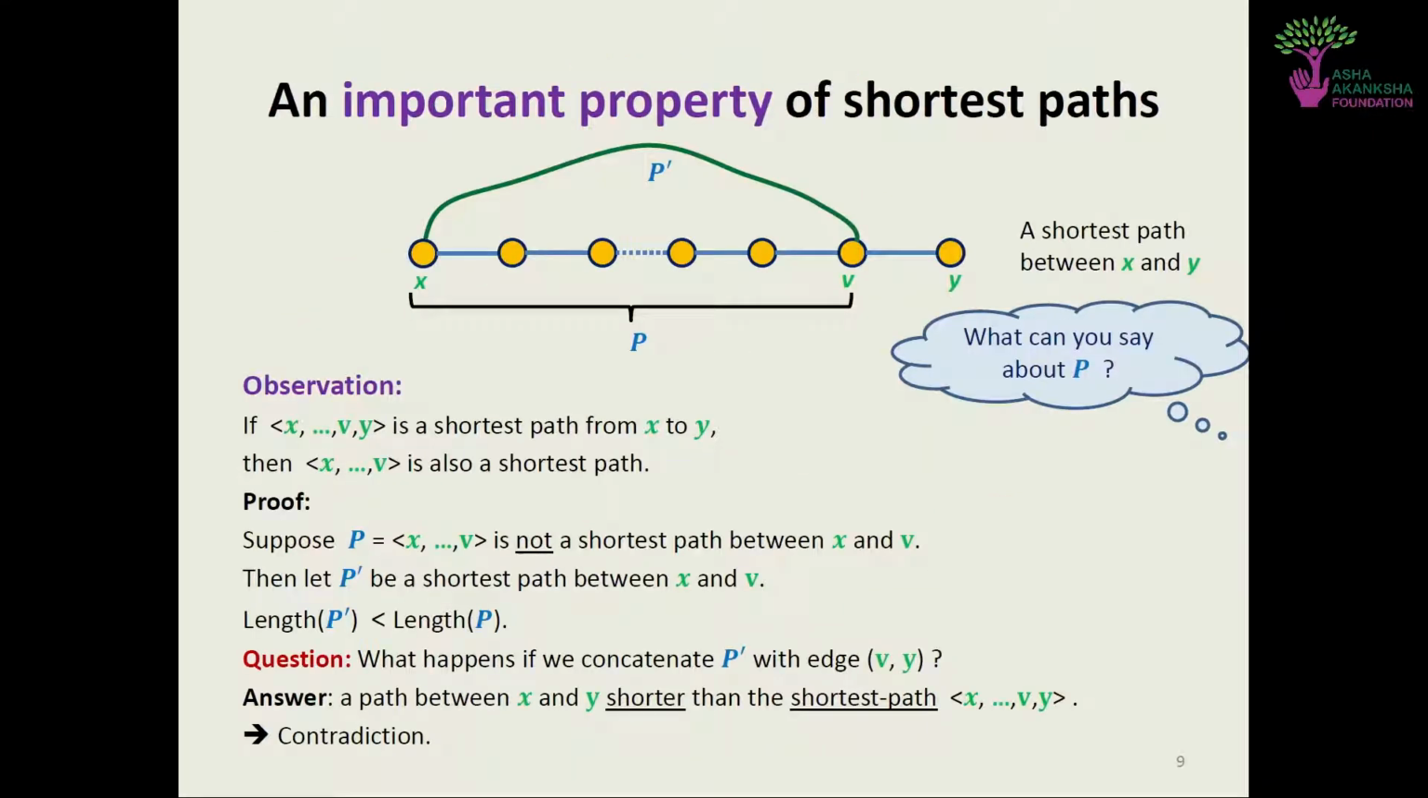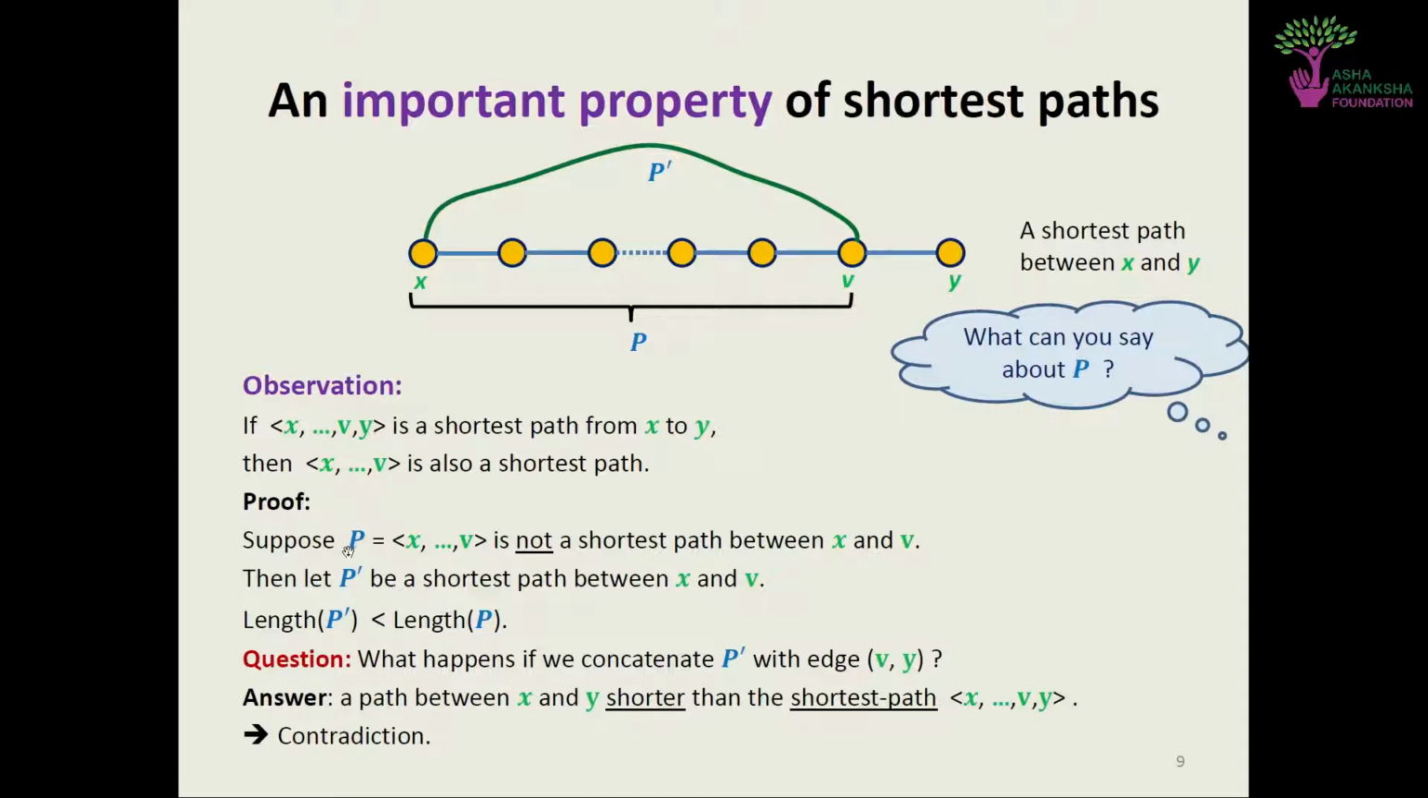So let's think about this important property of shortest paths. This is a given. We have x to y as the shortest path between x and y, and v is the vertex just before y. We want to prove that x to v, which is this p, is also the shortest path. So how do we do so?